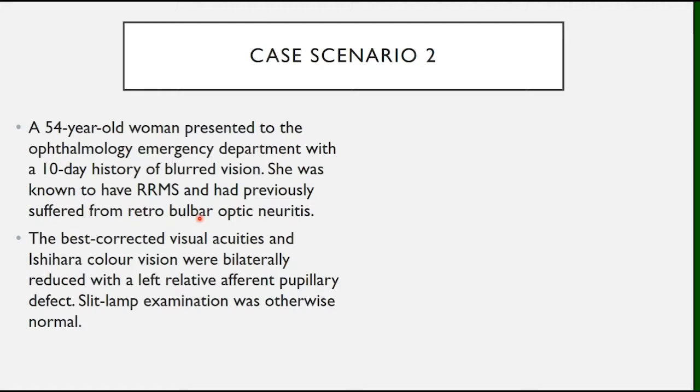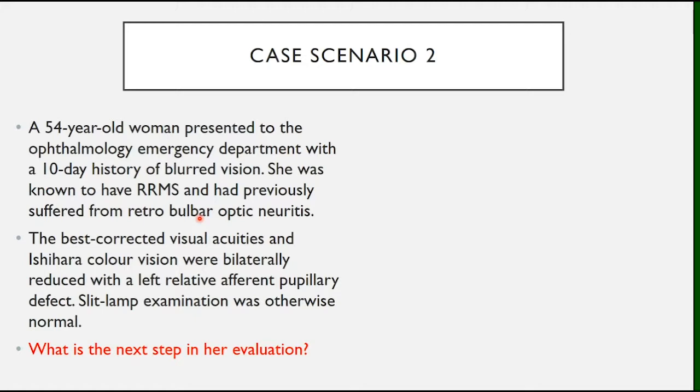A 54-year-old woman presented to the ophthalmology emergency department with a 10-day history of blurred vision. She was known to have relapsing remitting MS and had previously suffered from retrobulbar optic neuritis. The best corrected visual acuities and Ishihara color vision were bilaterally reduced with the left RAPD. Slit lamp examination was otherwise normal. What is the next step in her evaluation?